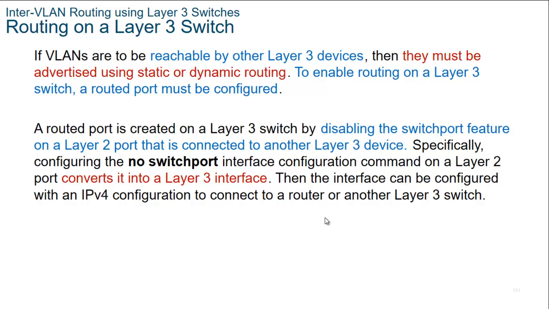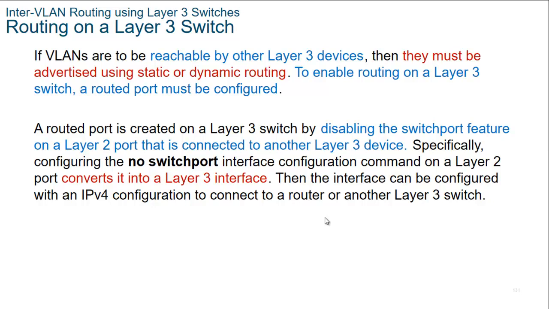A routed port is created on a layer 3 switch by disabling the switch port feature on a layer 2 port that is connected to another layer 3 device. Basically, what it means is this. You have a port on the layer 3 switch. If you don't do anything to it, it behaves like a switch port. But now you have to say you are not a switch port anymore. You are going to behave like a router port. So you have to disable the switch port feature on a layer 2 port.